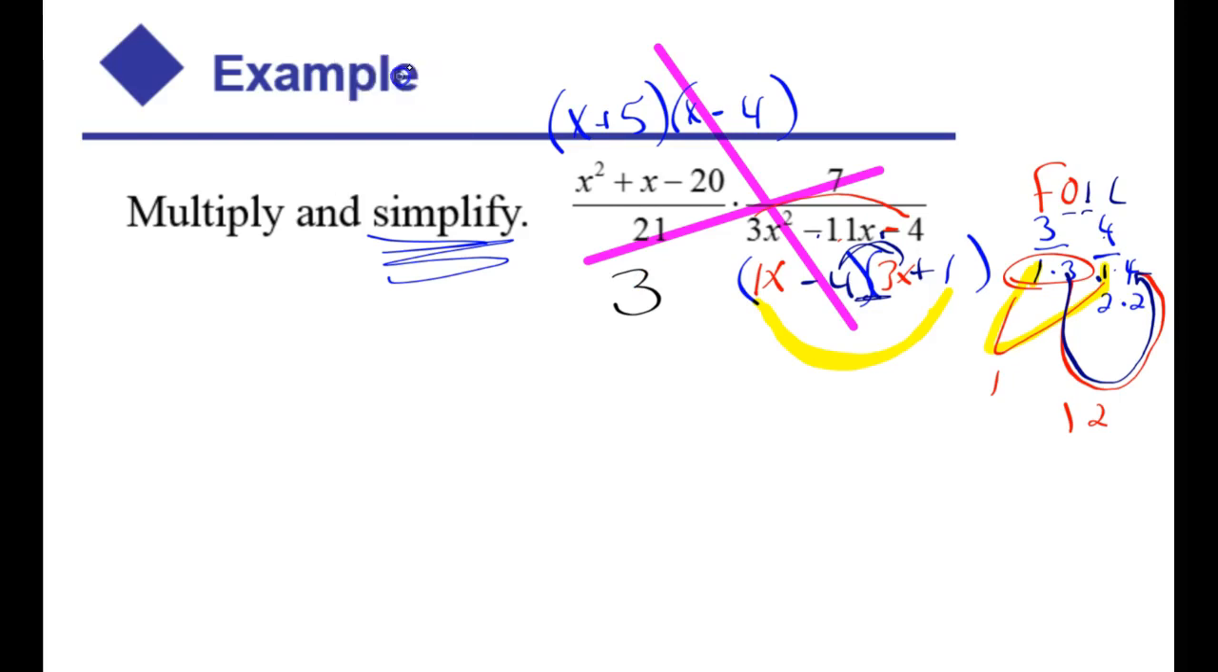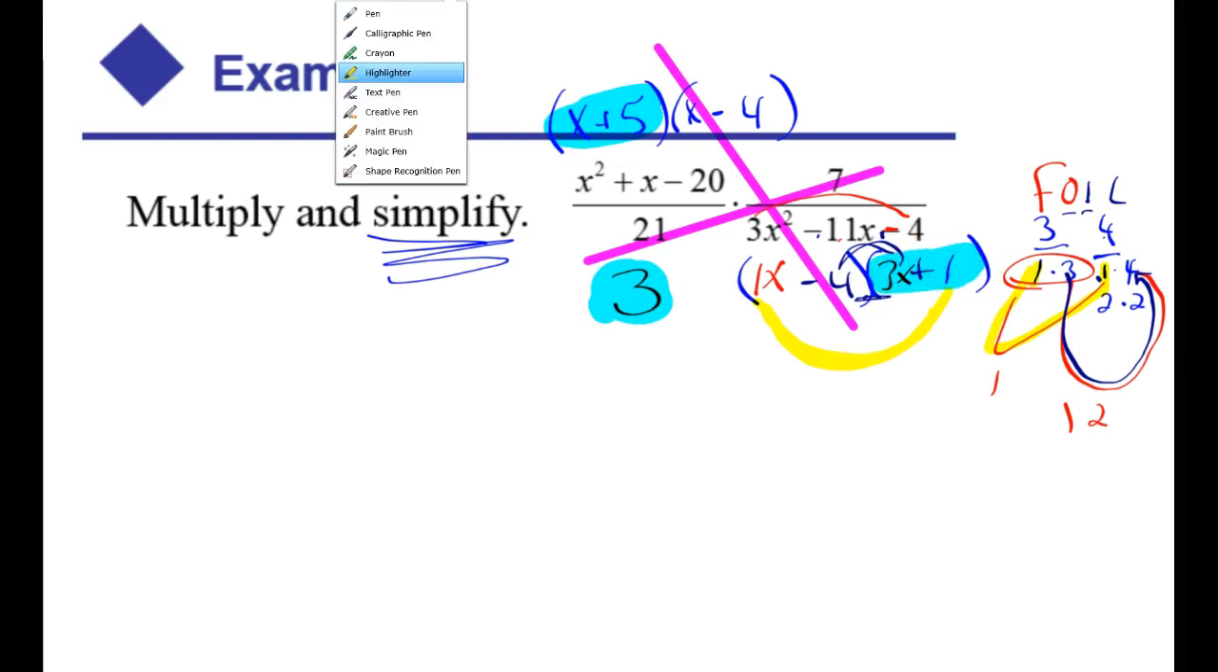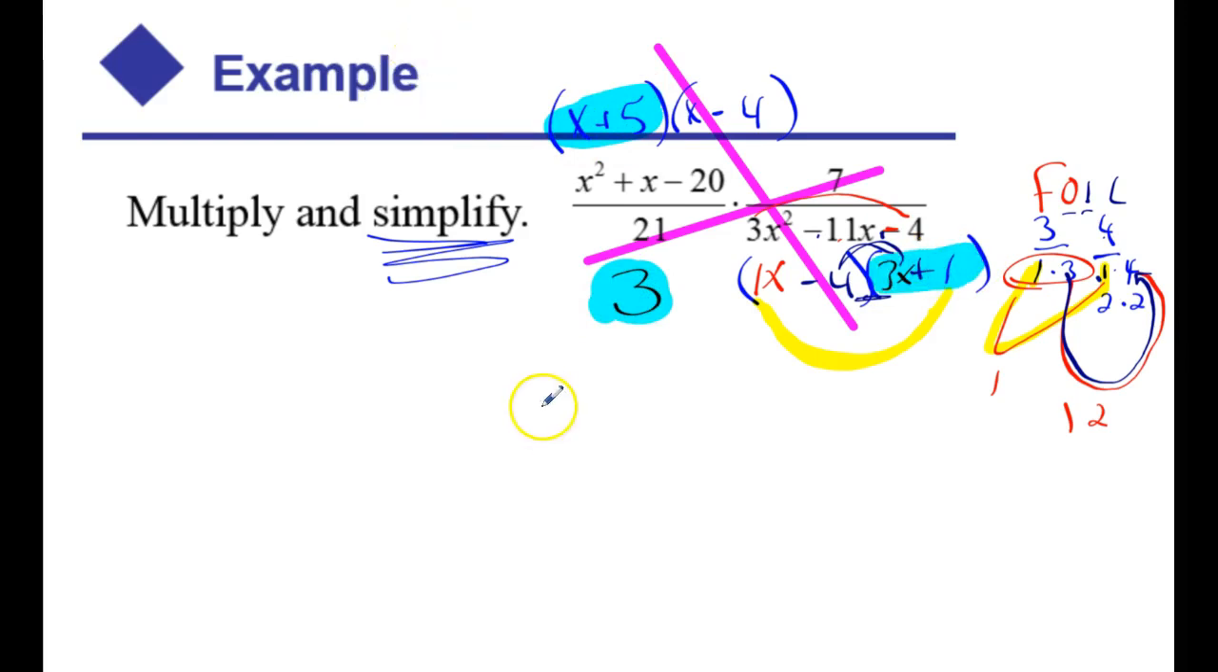So be careful to grab all of the terms that you have left. I've got an x plus 5 up top. I've got a 3 down bottom. And I have a 3x plus 1. So you need to write this very carefully. There's the numerator, and the denominator is 3 times the quantity, 3x plus 1.